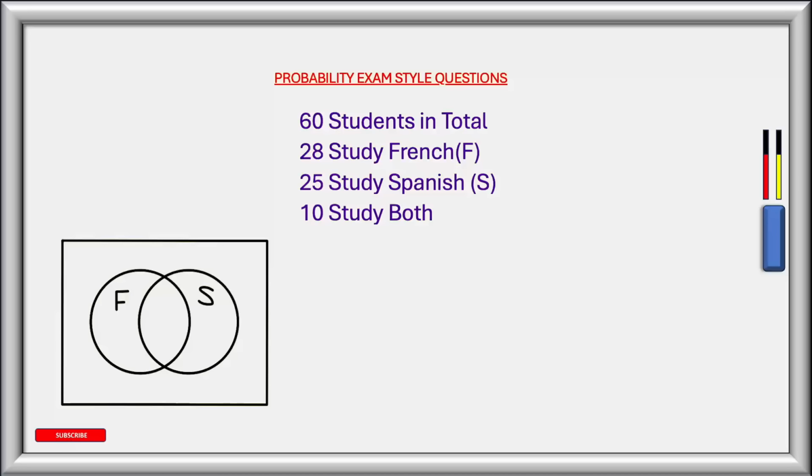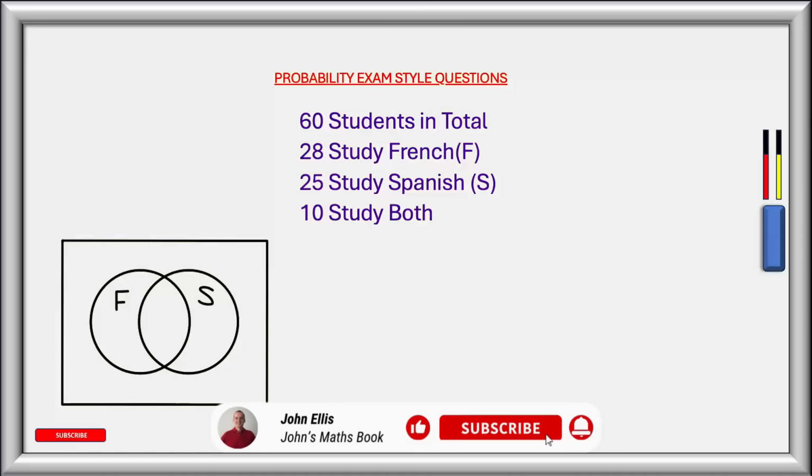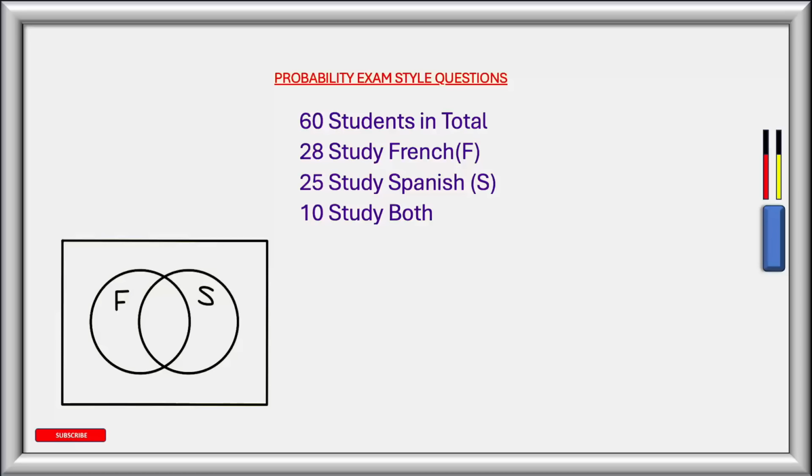So our Venn diagram contains two intersecting circles drawn within a rectangle. One circle is marked F for French, and the other circle is marked S for Spanish. So let's start plugging the numbers into the Venn diagram. We'll begin with those that study both French and Spanish, so the intersection of the Venn diagram. And we're told that 10 students study both. So we'll place the number 10 in this area.